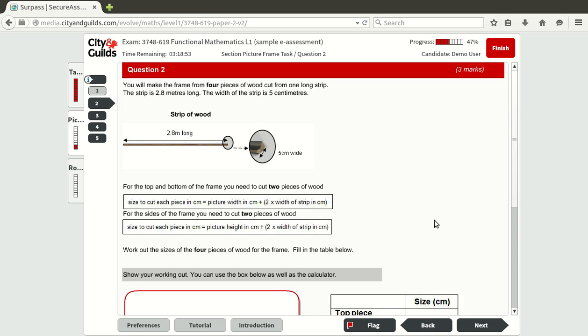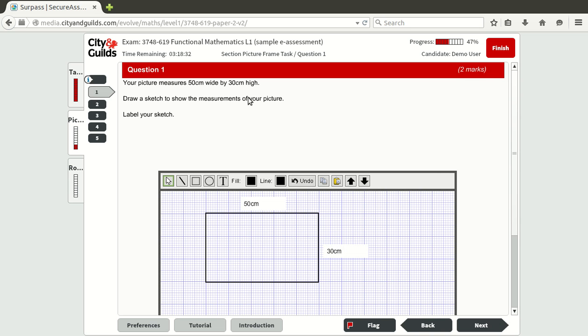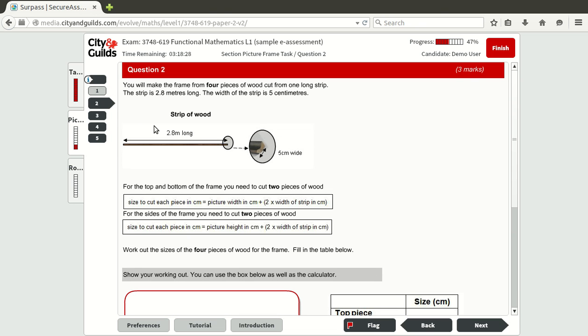We shall overcome. Alright, so the first thing we need to do, we need to convert meters into centimeters, because remember in our previous question we were working with centimeters. So now we need to convert meters to centimeters. We do this by multiplying by 100.